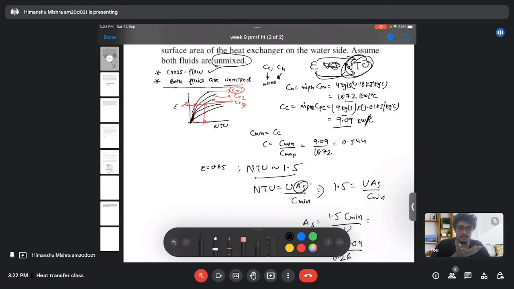The basic thing we require to find the NTU is the ratio of heat capacity rates, which we can find very easily, since the specific heat and mass flow rate are given in the question. We can find the heat capacity for both fluids, and then find the ratio. Once we get the heat capacity ratio and we already have effectiveness, we can find the NTU, which is 1.5 for this case, and then use the simple formula for the NTU to find the area of the heat exchanger. So let's move to the next question.